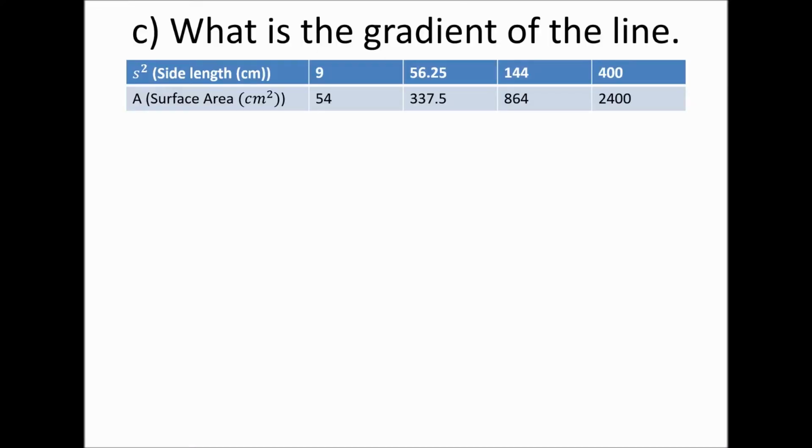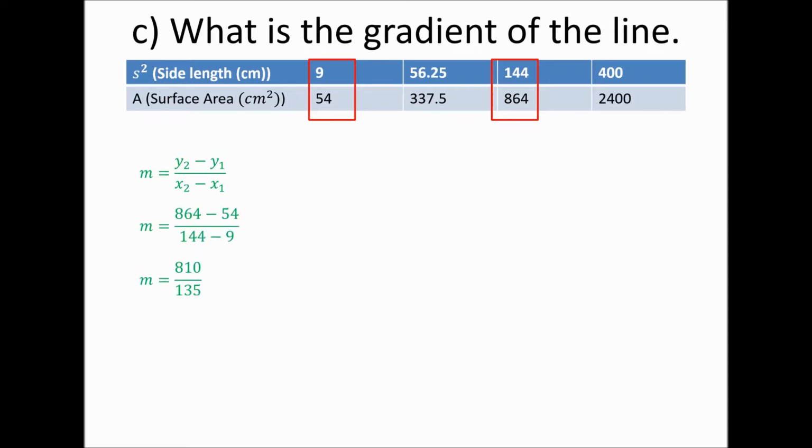So part C asks us, what is the gradient of that line? Well, I've got points on the line, 9 and 54, 144 and 864, etc. So just pick 2 points and calculate the gradient, just as we did in the very first lesson of this chapter. y2 minus y1 over x2 minus x1. So I've chosen these 2 points here, just because the numbers look a little bit easier. I don't want to have to deal with decimals any more than I have to. Plug it in, simplify as best as I can, and 6. So the gradient is 6.